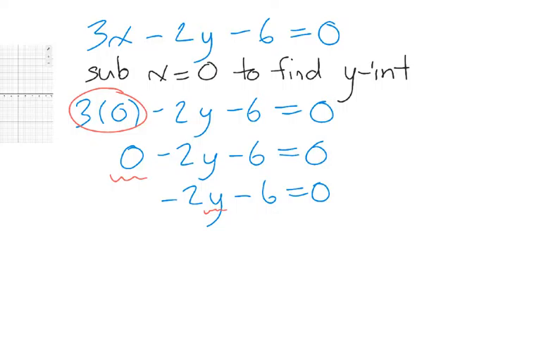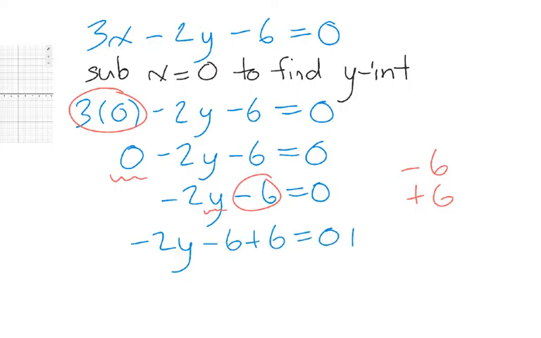Let's get rid of this negative 6 first. If you recall, the opposite of negative 6 is plus 6. So we're going to add 6 to both sides of this equation. So I'm going to have negative 2y minus 6 plus 6 equals 0 plus 6. Let's clean up some of these numbers. Negative 6 plus 6 is 0, and 0 plus 6 is 6. So I'm going to have negative 2y equals 6.